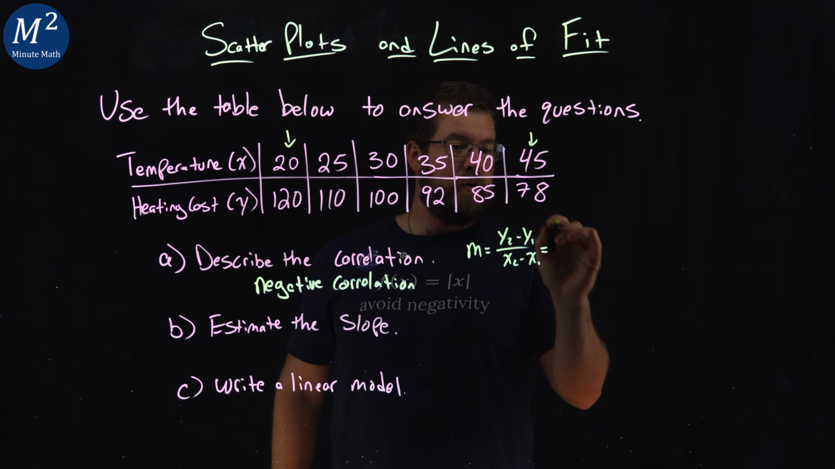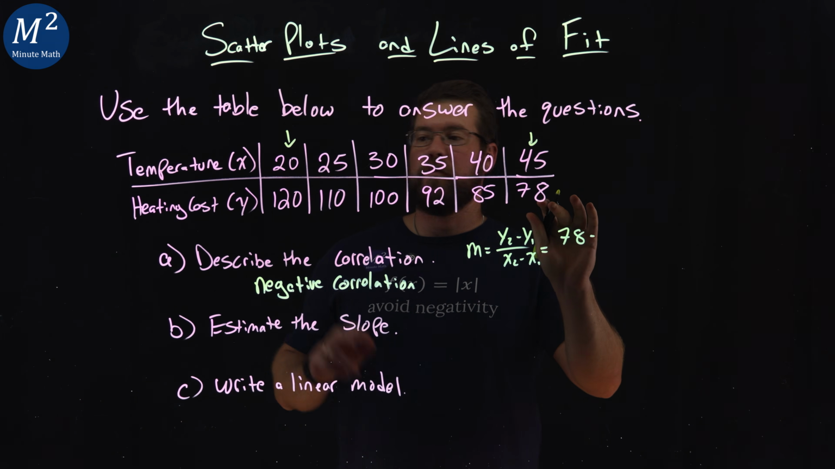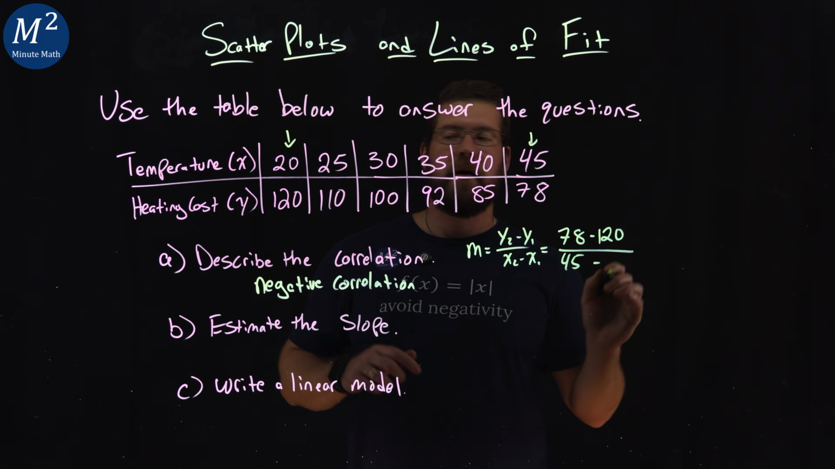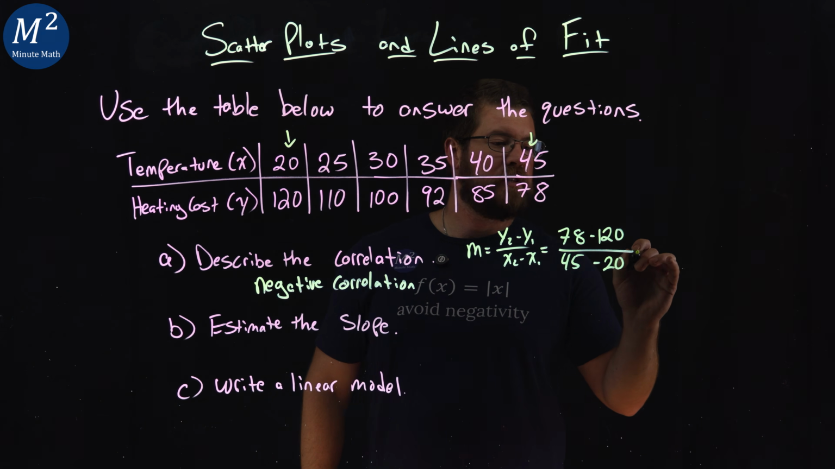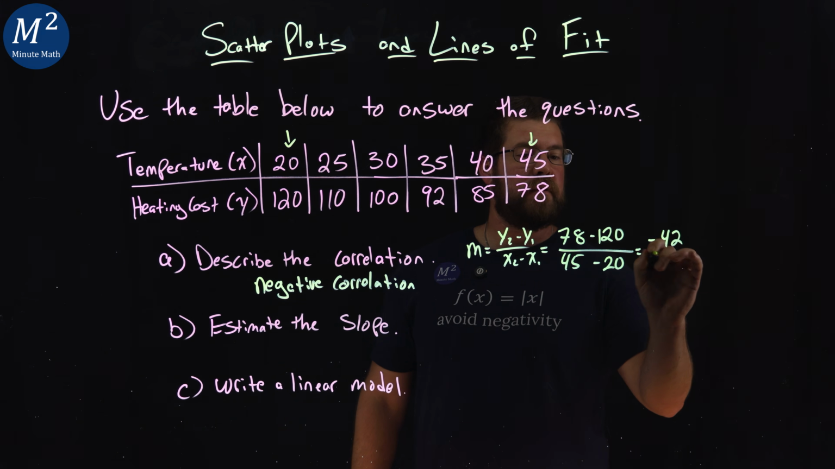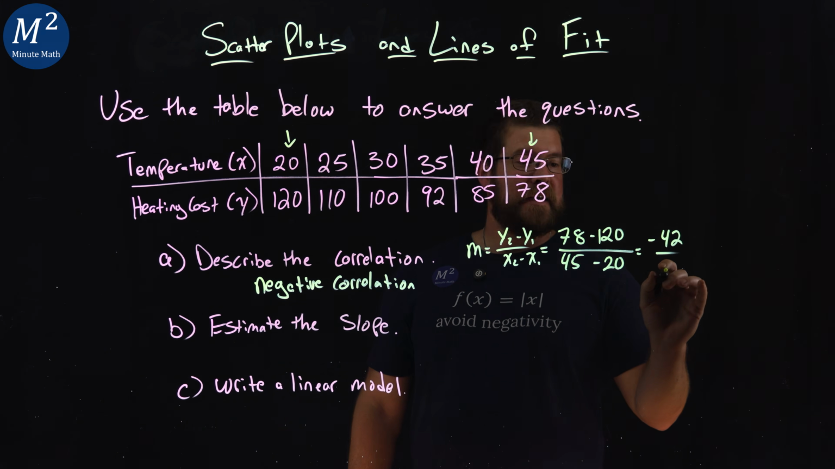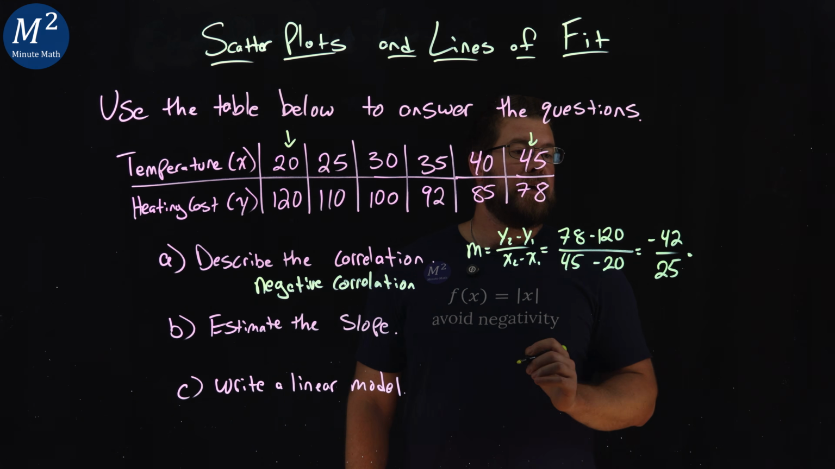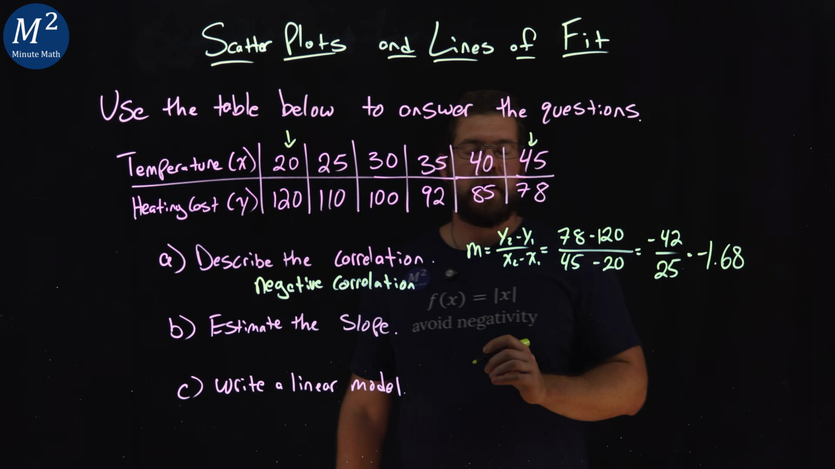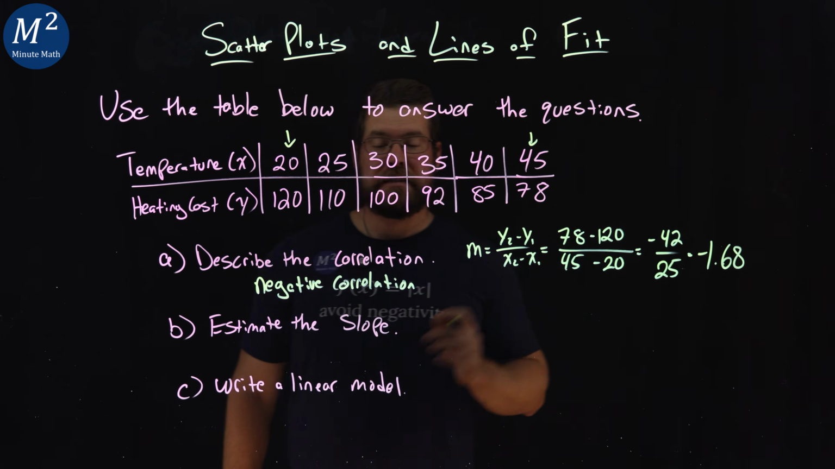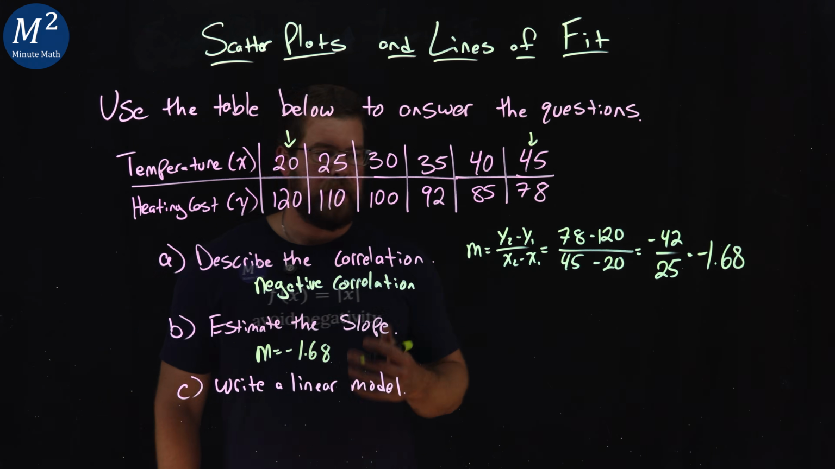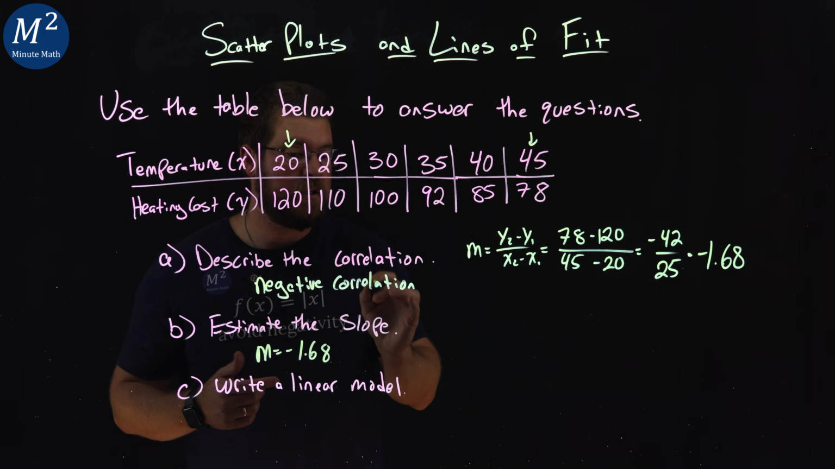So y2 is 78 minus y1, 120, over x2, 45, minus x1, which is 20. Now, 78 minus 120 is negative 42, and 45 minus 20 here is 25. Negative 42 over 25 is negative 1.68. So we have a slope here of negative 1.68. All right, so m is negative 1.68, an estimate. And it should be negative because it's a negative correlation.